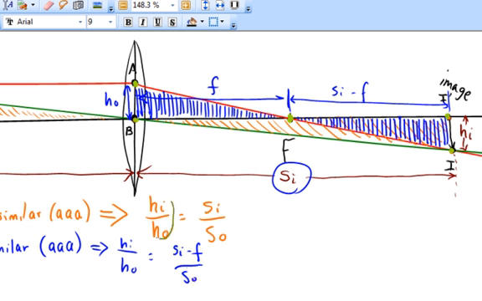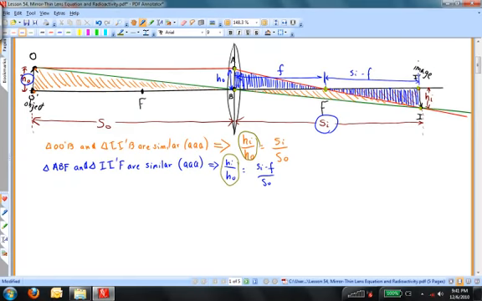Well, now, two things that are equal to the same thing must be equal to each other. So let's set these two things on the right-hand side of the equal signs equal to each other. SI minus F divided by F is equal to SI divided by SO. Let's separate the left-hand side into separate fractions. So I'll have SI over F minus F over F is equal to SI over SO. But now F over F is equal to 1. So let me rewrite that.